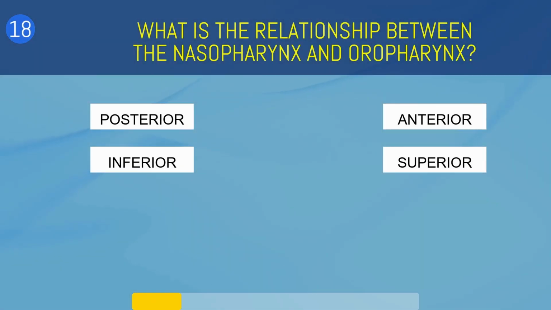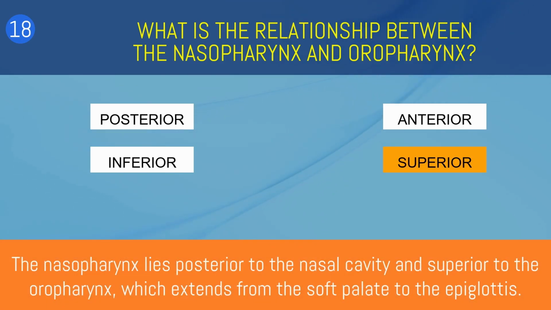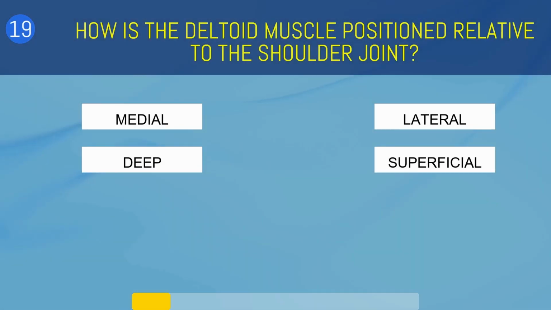What is the relationship between the nasopharynx and oropharynx? Posterior, inferior, anterior, or superior? Superior. The nasopharynx lies posterior to the nasal cavity and superior to the oropharynx, which extends from the soft palate to the epiglottis.